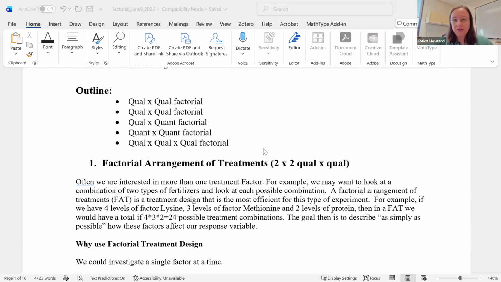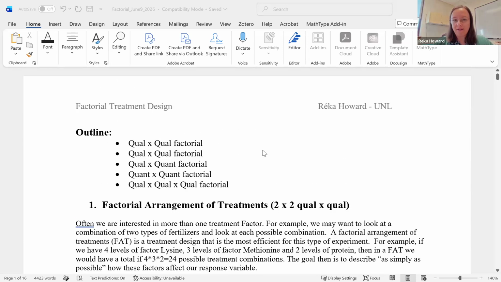Just double checking, do you see my screen? I'm moving, pretty much, it's a Word file. So can you see a Word file? Hopefully. Yes, we can. Okay, yes.